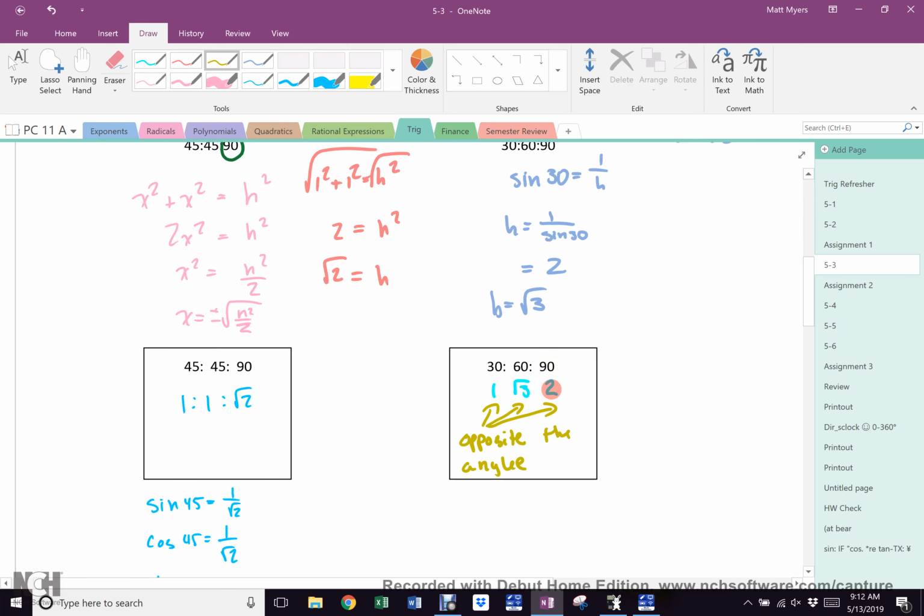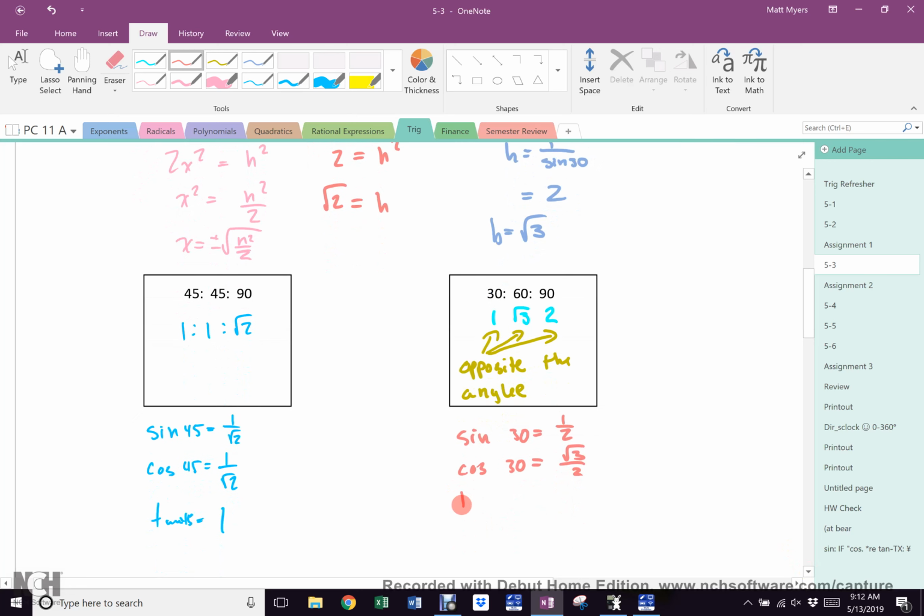Everybody cool? Now, what does that tell us? Well, that tells us that the sine of 30 is always 1 over 2. The cos of 30 is always root 3 over 2. And the tan of 30 is always what?